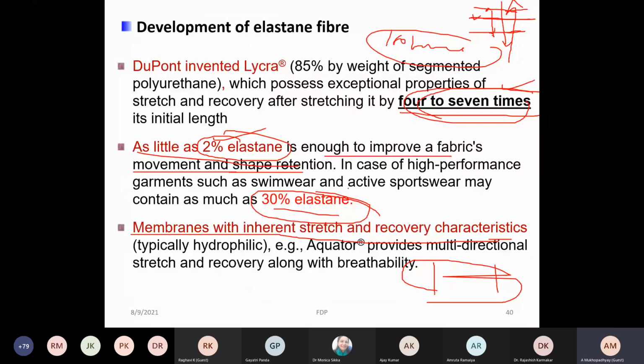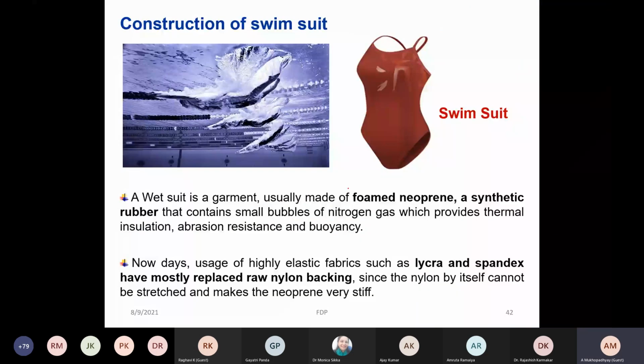Now, if you see the construction of the swimsuit, neoprene rubber is used so that we can make the swimsuit lighter in weight. It can also have higher insulation, abrasion resistance, and buoyancy. Lycra fiber is used, mostly replacing raw nylon backing. So lycra is a good material for making a swimsuit.